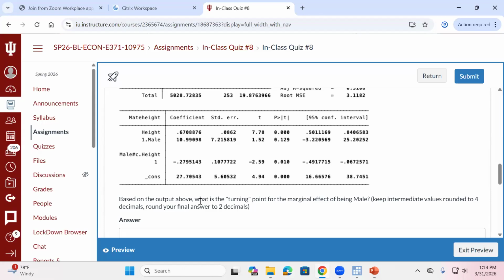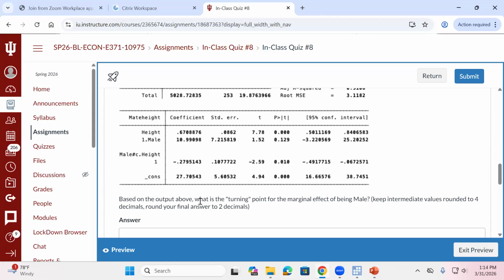So here I've got what? The male coefficient was what? 10.99. The interaction term coefficient was negative 0.28. So they're of different signs. So I'm going to end up with a turning point that's positive. Well, that's good. That means the turning point actually exists because height can't be negative. I shouldn't say it's good, but at least we can have a turning point that has an actual purpose. So if I just rearrange this equation a little bit, when is that marginal effect equal to 0, or when does that turning point occur?